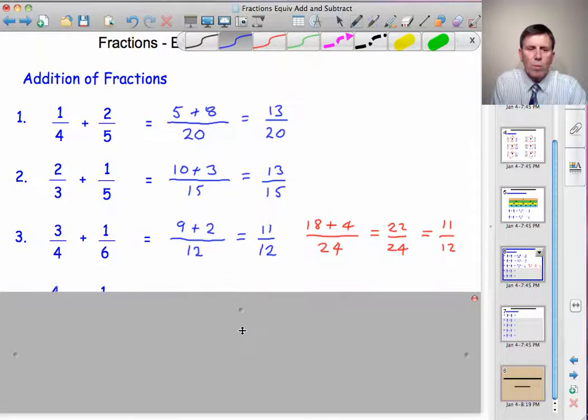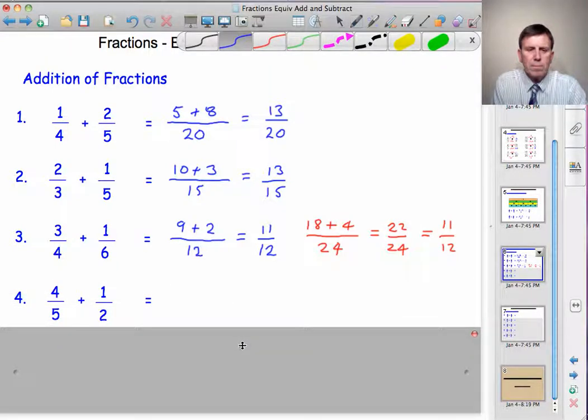Right, example 4. 4/5 plus a half. Common denominator for 5 and 2, the lowest thing they'll go into is 5 2s are 10. What do I multiply the 5 by to get 10? I multiply it by 2, so do the same to the top. 4 times 2 is 8. Plus, what have I multiplied the 2 by? I've multiplied by 5. Same to the top, 1's 5 is 5. 8 add 5 is 13, so that gives me 13/10.